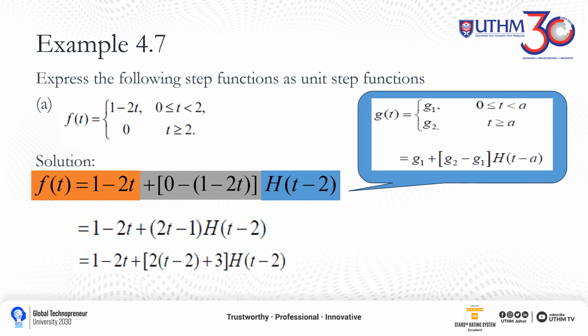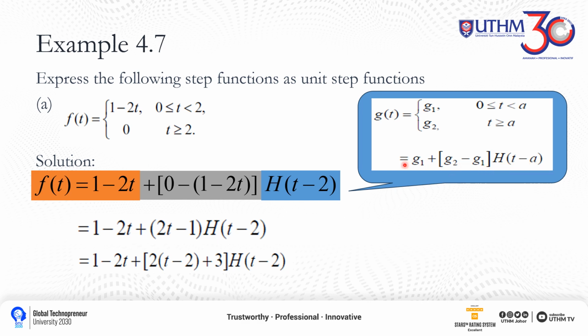Now, let's look at the example. Express the following step function as a unit step function. Let's say f(t) is 1 minus 2t for t more than or equal to 0 and less than 2, and you get 0 for t more than or equal to 2. So, to find the unit step function, you have to follow this formula: g1 plus g2 minus g1 multiplied with u(t minus a).